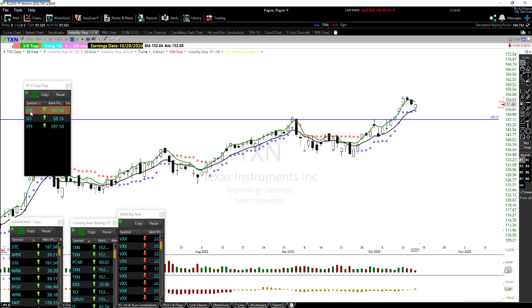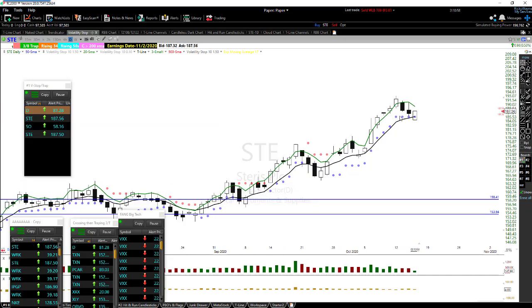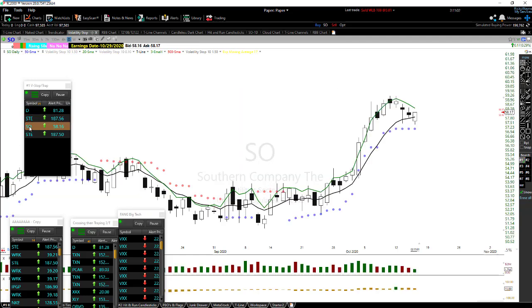Let's check a couple of these, make sure we're close. STE, look at that volatility stop there. Take a look at SO, volatility stop. D.